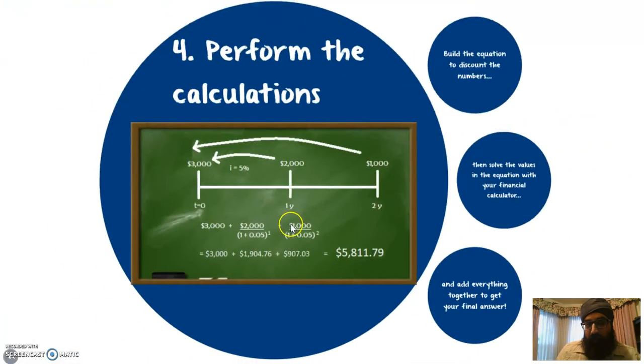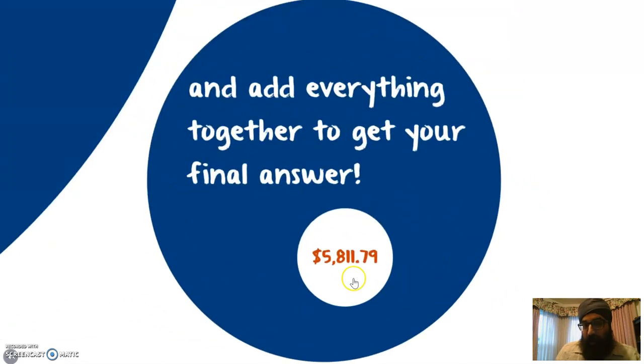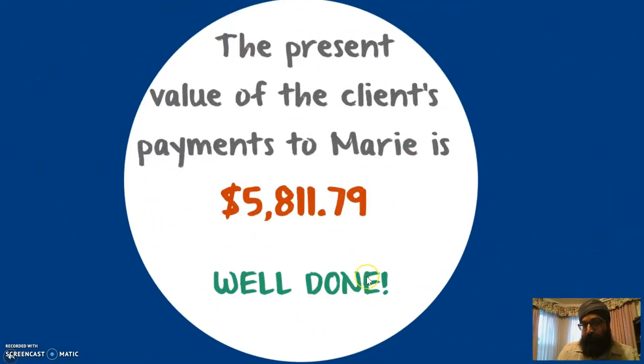So you have this all up on the chalkboard in nice steps here. 1.05 used to discount 2,000, and 1.05 squared used to discount the 1,000. So we write those numbers down: 3,000 plus 1904.76 plus 907.03. And the last step, of course, is to add everything together to get your final answer. So the present value of the client's payment to Marie is 5,811.79, right?